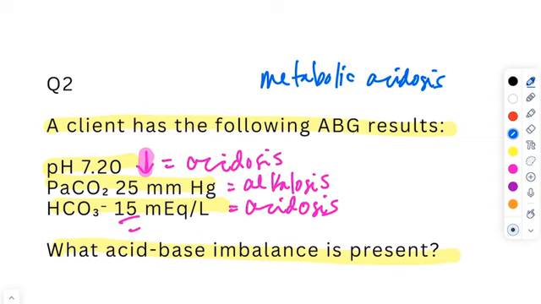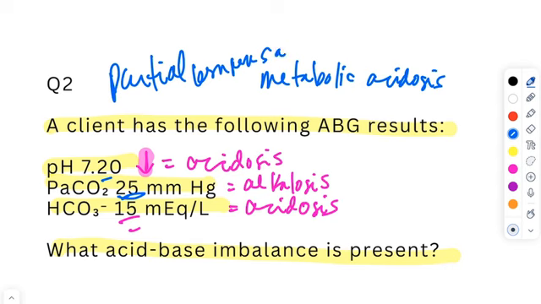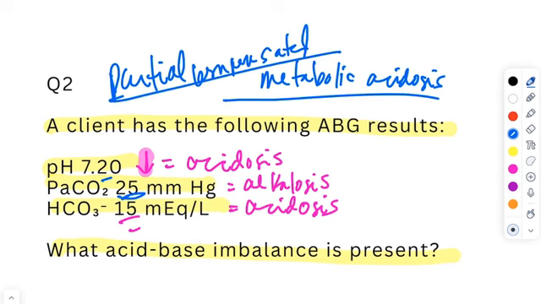Now the question is, is it uncompensated, partially compensated, or fully compensated? The fact that our PaCO₂ is on the low side tells us that the lungs are trying to compensate by breathing a little faster. And since the pH is still abnormal, the correct answer would be partially compensated metabolic acidosis for question number 2. Okay, so let's go to ABG number 3.